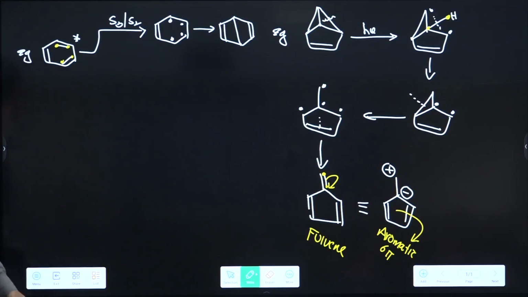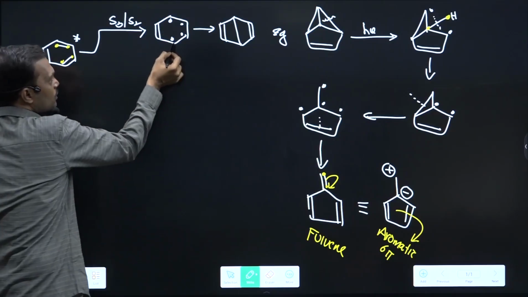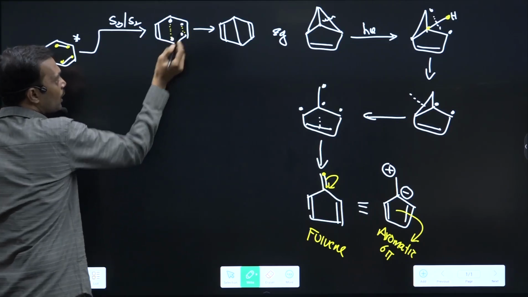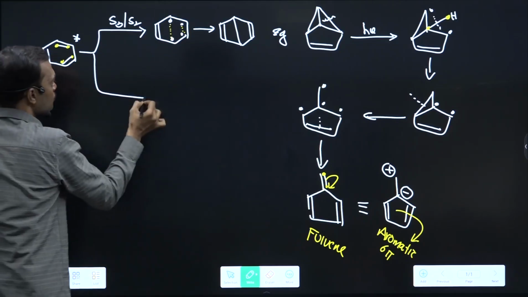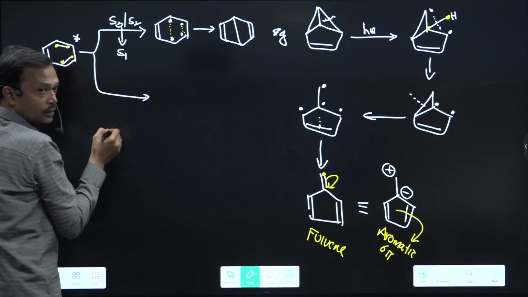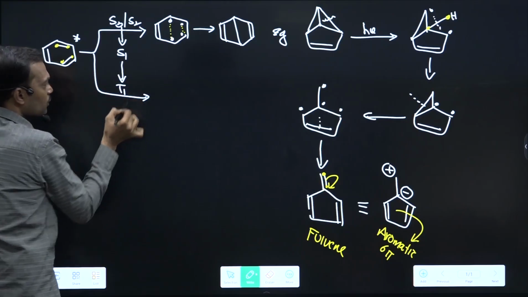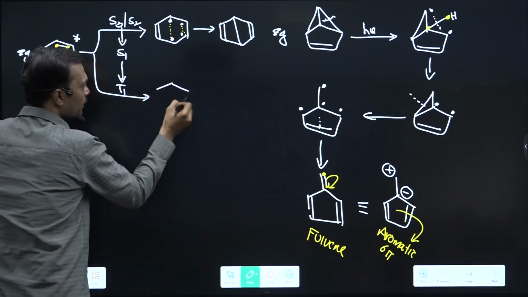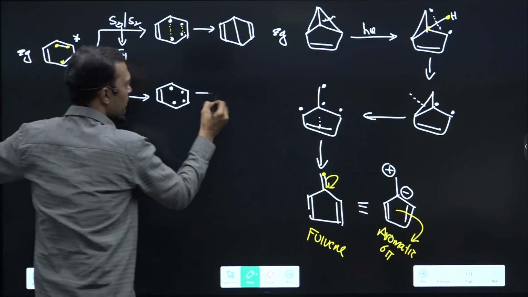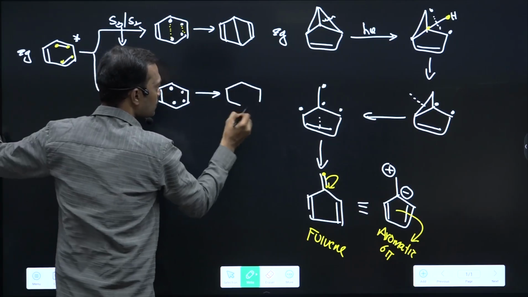This is the Dewar benzene structure. This electron, this electron, this electron, this electron join together after the S2 or S3 state. Once they reach S2, S1, they will come back to S1. Then from S1 it will come back to T1. So even in T1 this is possible. Now here, electron, electron, you will get like this. Here spin inversion followed by cyclization, your answer is Dewar benzene only.